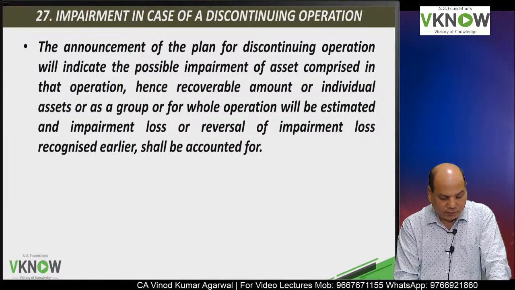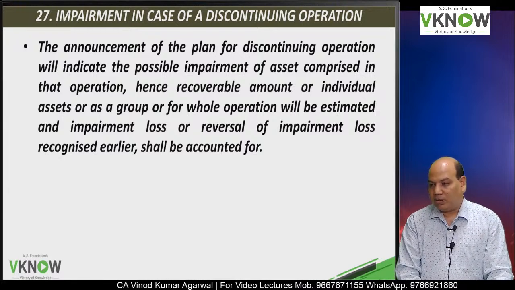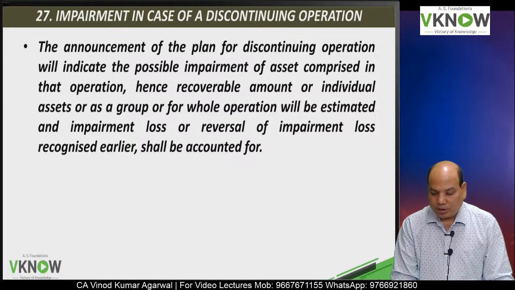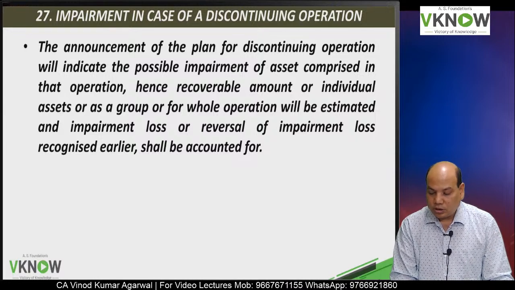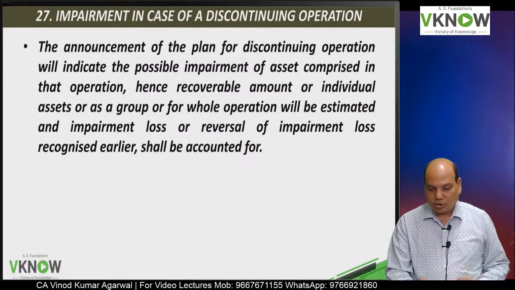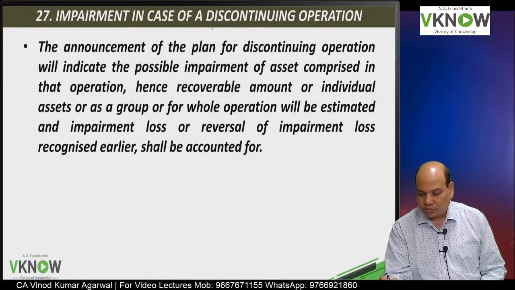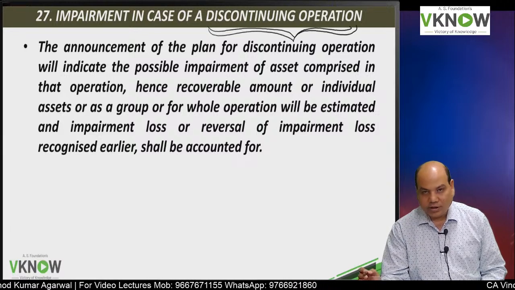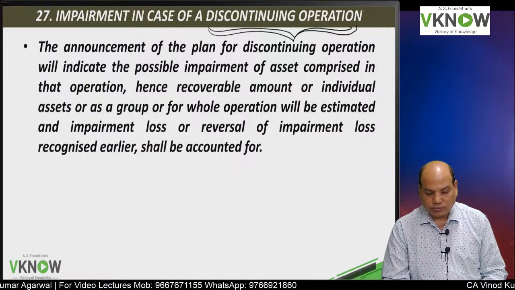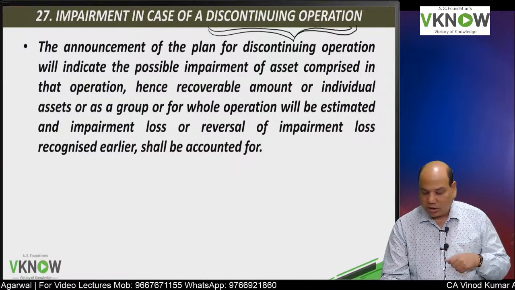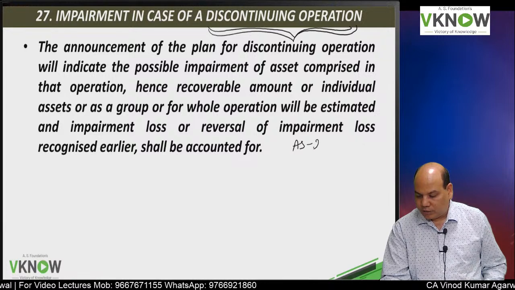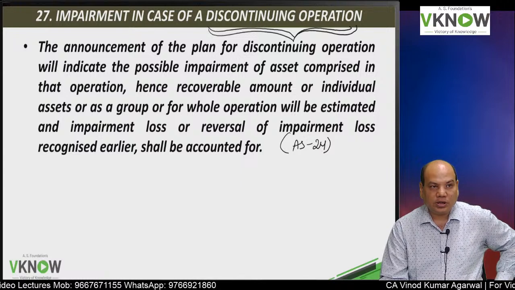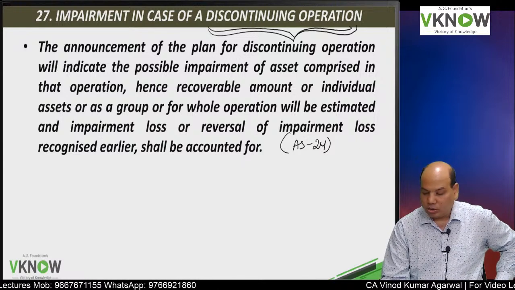Now the next paragraph is impairment in case of a discontinuing operation. What do you mean by a discontinuing operation? That is an operation which the management has decided to discontinue. AS 24, Accounting Standard 24, deals with discontinuing operations.